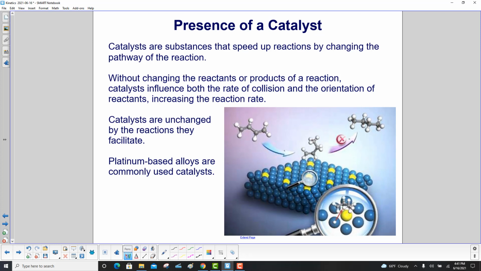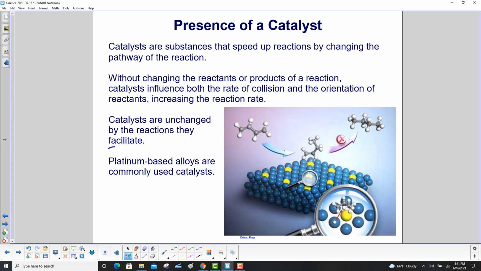Catalysts are substances that speed up reactions by changing the pathway of the reaction. Without changing the reactants or products of a reaction, catalysts influence both the rate of collision and the orientation of reactants, increasing the reaction rate. Basically, they give you a place where the reaction can occur. Catalysts are unchanged by the reactions they facilitate.